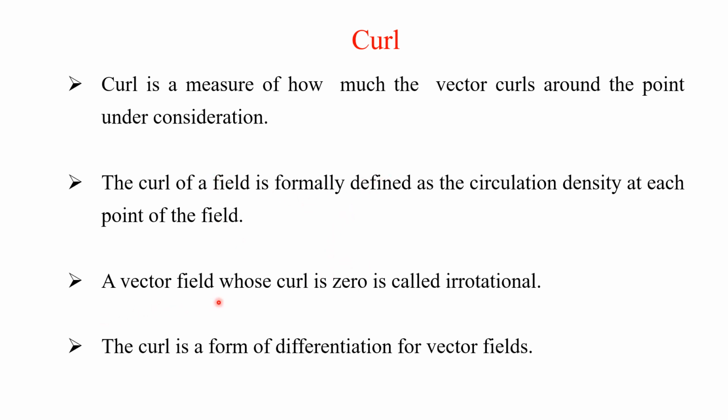A vector field whose curl is 0 is called irrotational. So if curl is 0, it means nothing is happening, it is not rotating. So it is called irrotational. We are going to see an example of this. The curl is a form of differentiation for a vector field. So it is one form of differentiation in the vector field that we are going to see now.